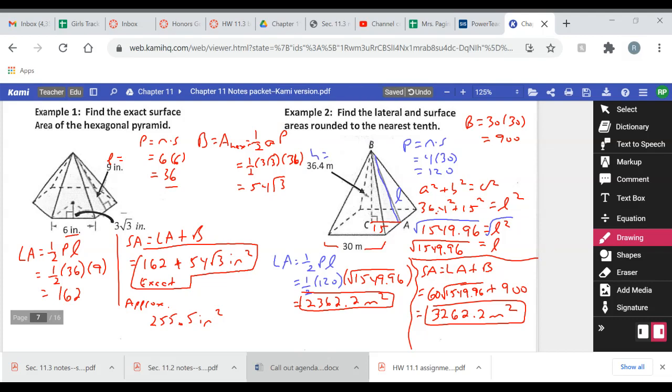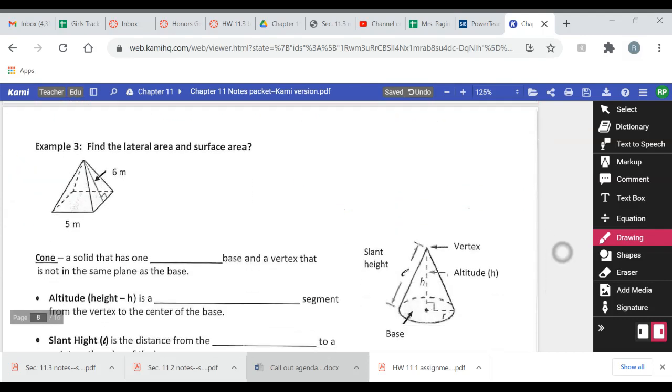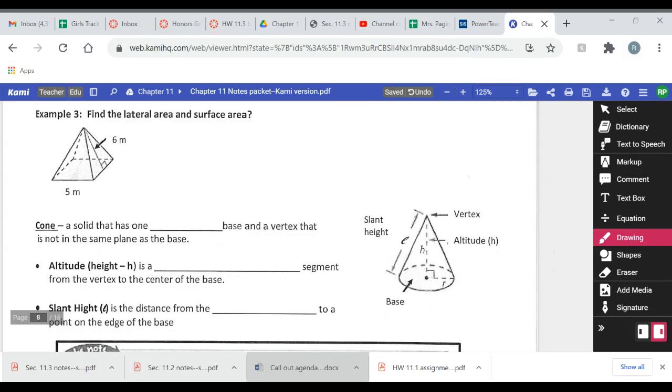Okay, so moving right along. On example 3, it says find the lateral area and surface area of the pyramid. If you're getting the idea, you're welcome to go ahead and try this one, and then you can just check back to see if you did it right. I'll go ahead and work it out for now, but it's a good idea to get to practice.